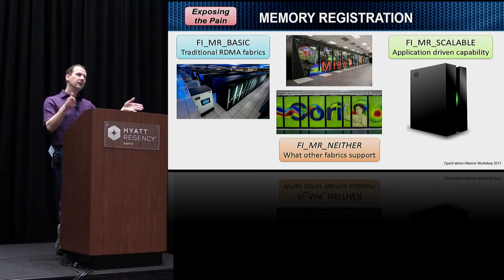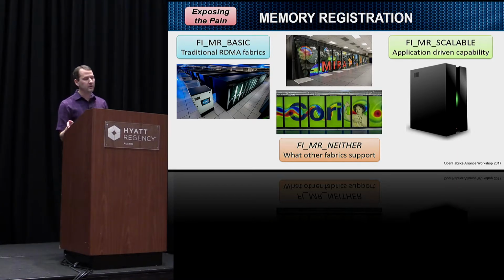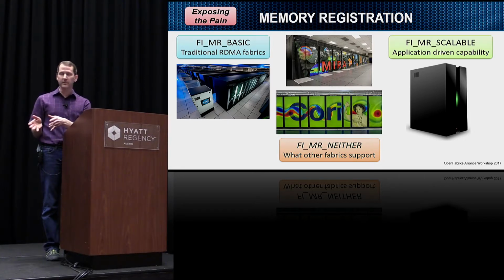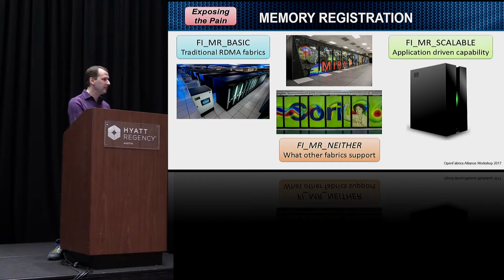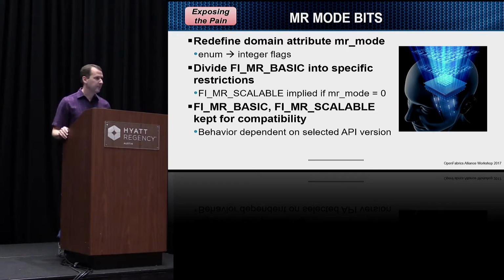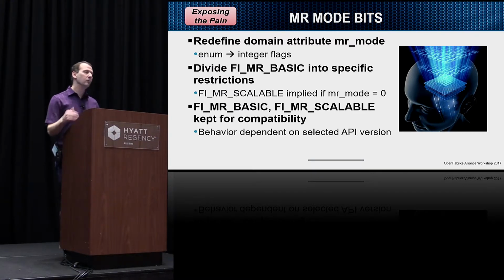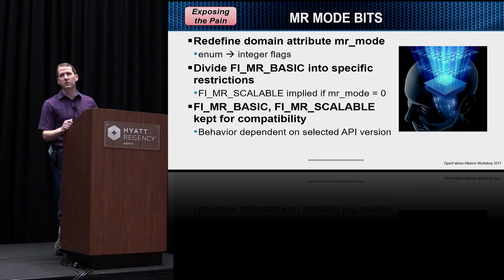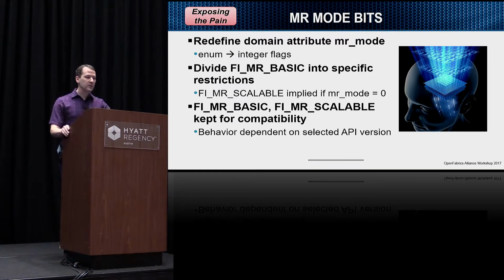It turns out that there are some fairly important HPC systems that are, I'm going to call them, MR Neither. They're neither basic nor scalable, and they have to emulate both. They can't move to scalable because of some missing features, but it's actually hard for them to drop back to basic. So what we did, and this is where I disagree with the community, but the community won, is that with the mode bits we took the enum that had just the two choices and broke it into integer flags.